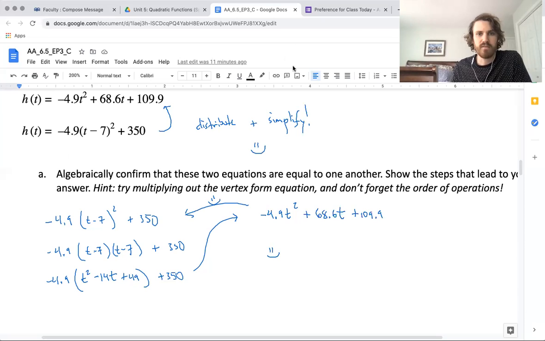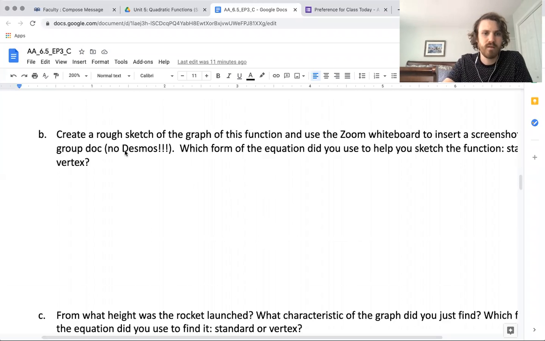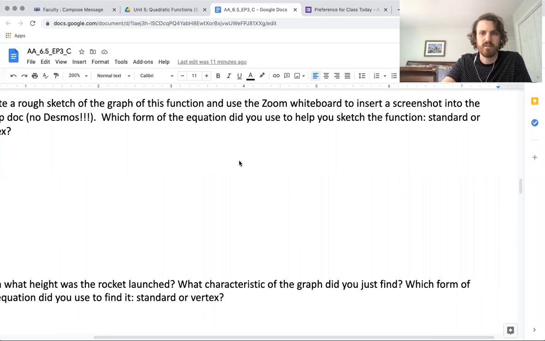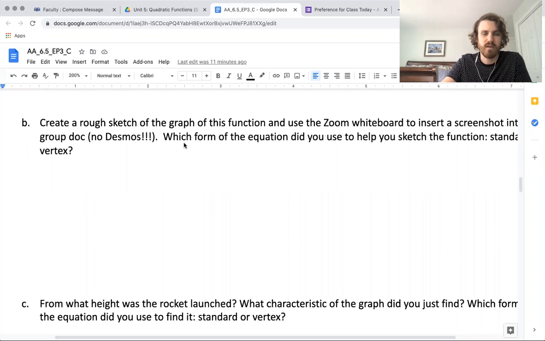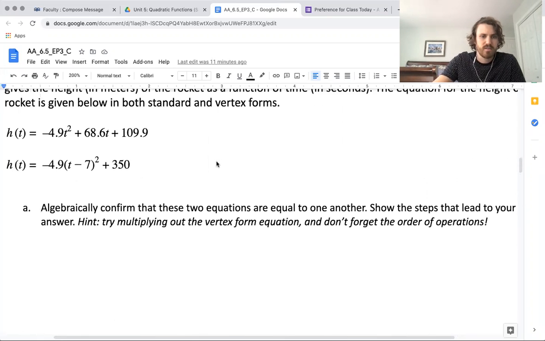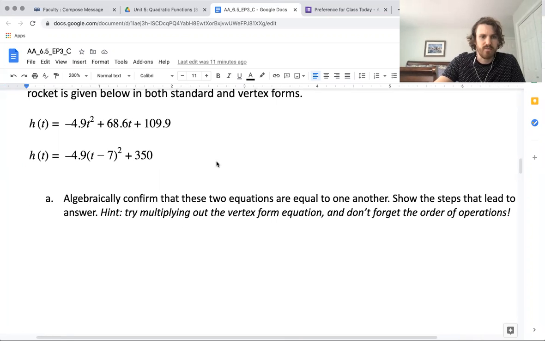So I'm going to clear this and scroll down. Create a rough sketch of the graph of this function. Use a Zoom whiteboard to insert a screenshot into the group doc. Well, we actually don't have the group doc, but I'm going to just draw it right on here. So -4.9 times (t minus 7) squared plus 350.